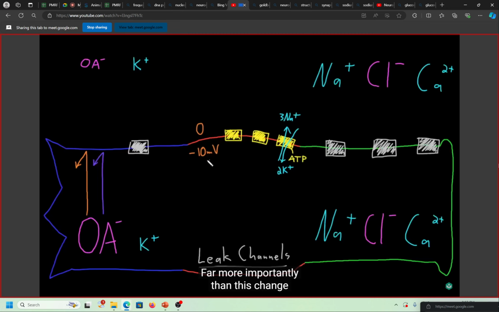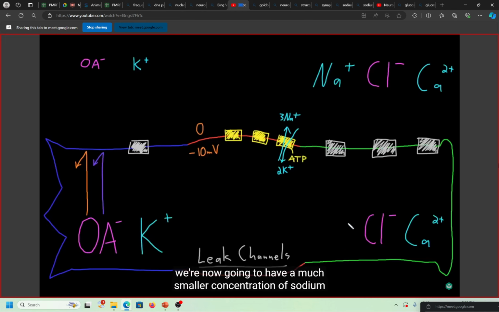Far more importantly than this change to the membrane potential, however, is that we're going to have a big change to the concentrations of potassium and sodium inside the neuron. By pumping potassium inside the neuron, we will now get a much larger concentration of potassium on the inside of the neuron than we have on the outside of the neuron. And by pumping sodium outside of the neuron, we're now going to have a much smaller concentration of sodium on the inside of the neuron compared to the concentration of sodium on the outside of the neuron.